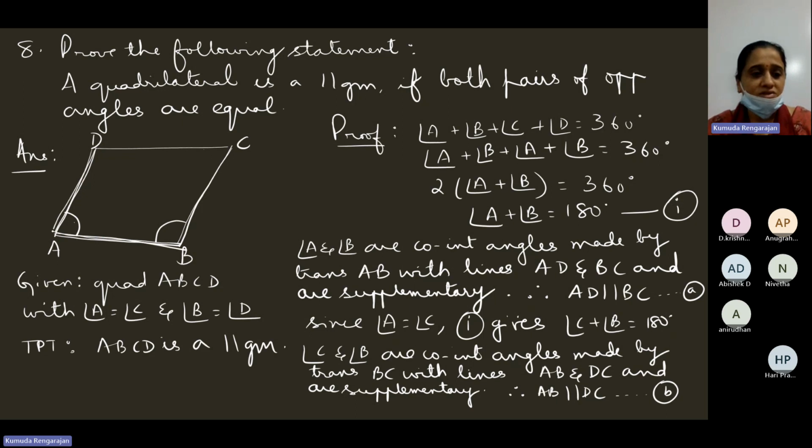If you treat this one and this one as any two lines, intersected by this transversal, then angle A and angle B are co-interior angles. And we have got the result that co-interior angles are supplementary. When are they supplementary? Only if the lines are parallel. Therefore, AD is parallel to BC.